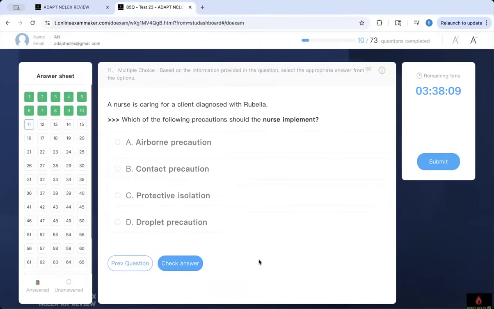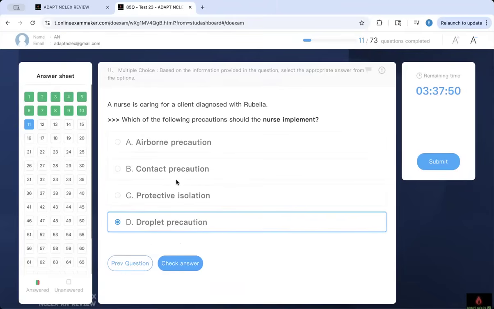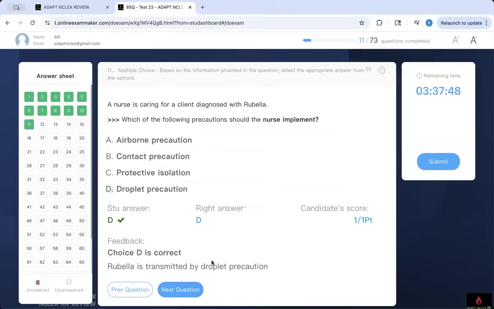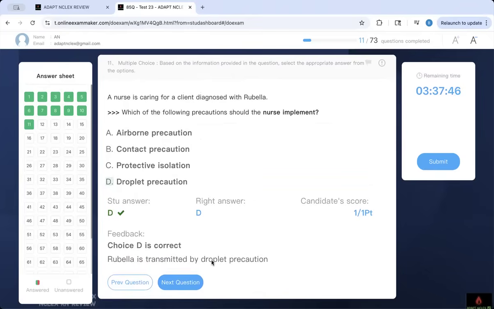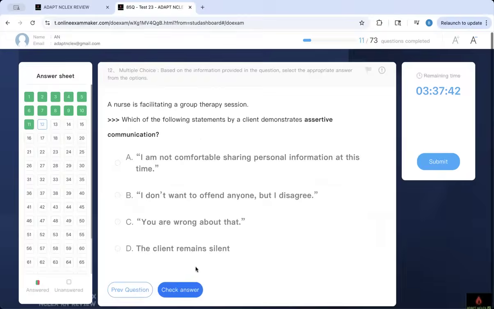Question 11. A nurse is caring for a client diagnosed with rubella. Which of the following precautions should the nurse implement? Is it airborne, contact, protective isolation, or droplet? Rubella. Know the isolation for each organism. Recognize them. Rubella is a droplet precaution. It's not airborne, contact, or protective isolation. Protective isolation is used for a patient who is likely to get sick, immunocompromised.